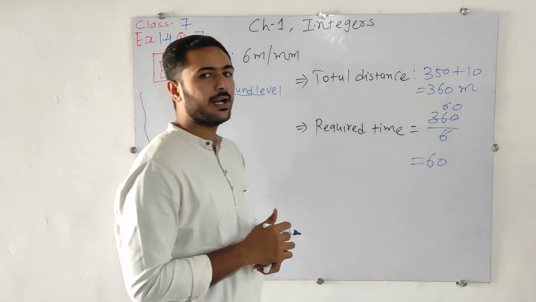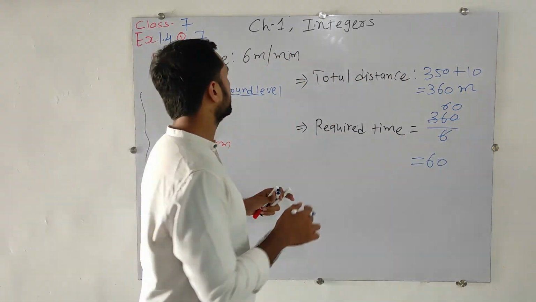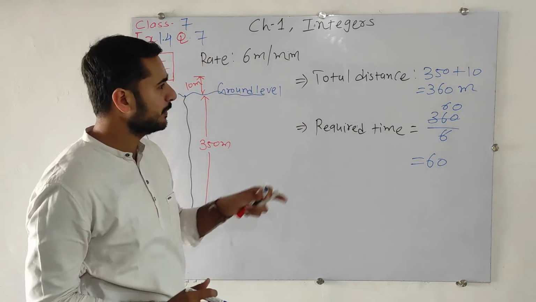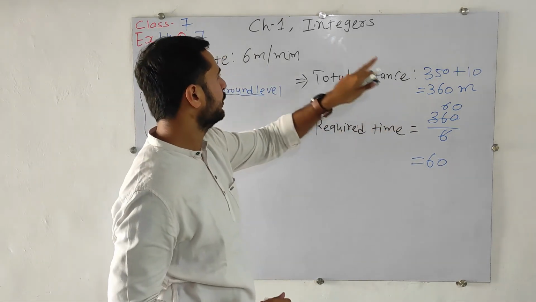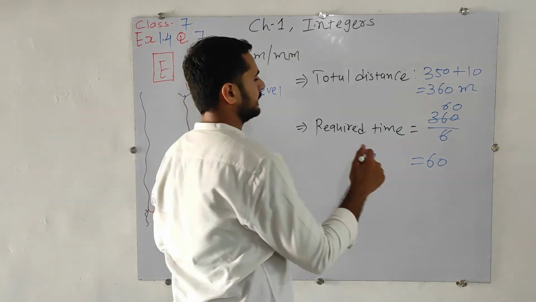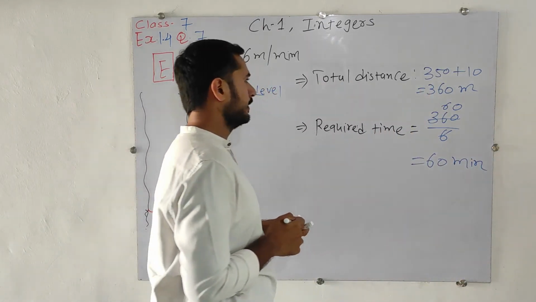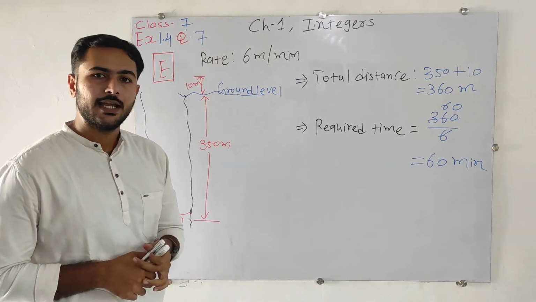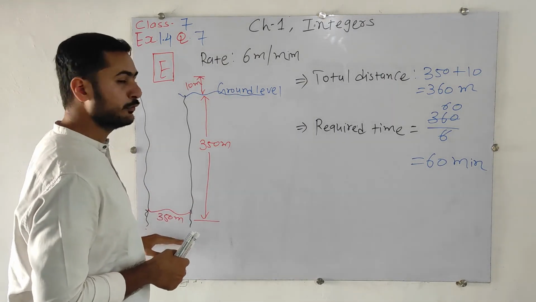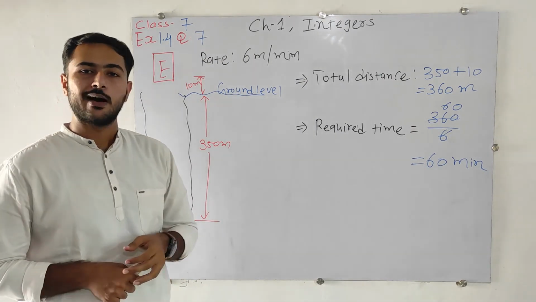But which unit will we write? 60 minute, because see here, there is 6 meter per minute and that's the meter. So meter will be cancelled, and that is minute. So 60 minutes the elevator will take to reach 350 down from the ground level.